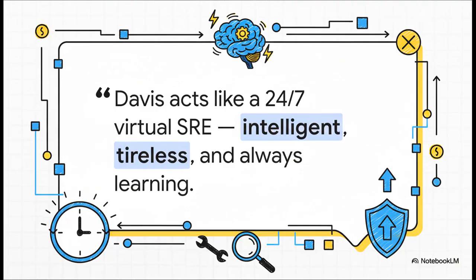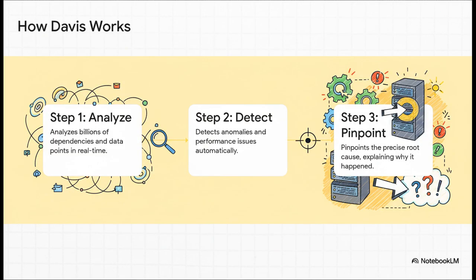I love this analogy. The best way to think about Davis is like a virtual site reliability engineer, or SRE. Imagine an AI expert that works 24/7, tirelessly, with just one goal: to keep your digital services running perfectly. It never gets tired, it never takes a coffee break, and it's constantly learning. So how does it actually work? Well, in real time, Davis is just constantly sifting through billions, with a B, of data points and connections.